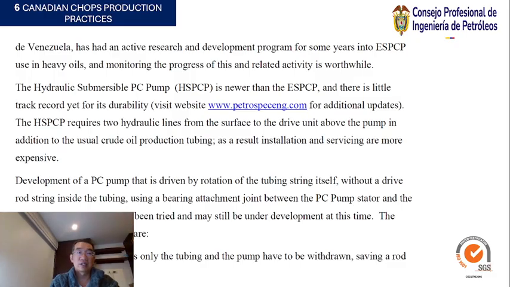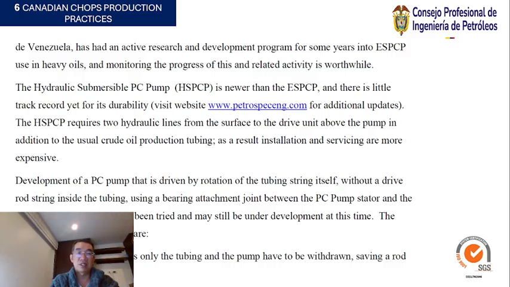The hydraulic PC pump is newer than the ESPCP, and there is little track record yet for its durability. The HSPCP requires two hydraulic lines from the surface to the drive unit above the pump, in addition to the usual crude oil production tubing. As a result, installation and servicing are more expensive.